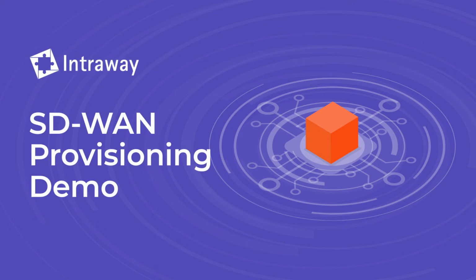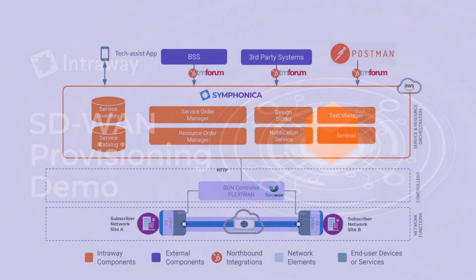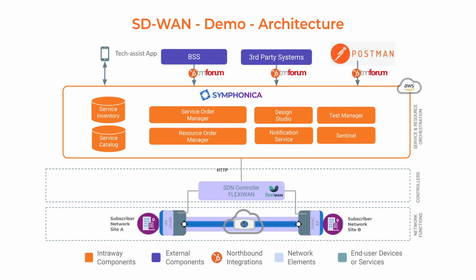The following demo is an illustration of how Symphonica can be used to provision SD-WAN services. As the diagram shows, we will be taking a service order from the northbound and running it through Symphonica to be decomposed through the service order manager and orchestrator to turn up two routers and establish a VPN between them.